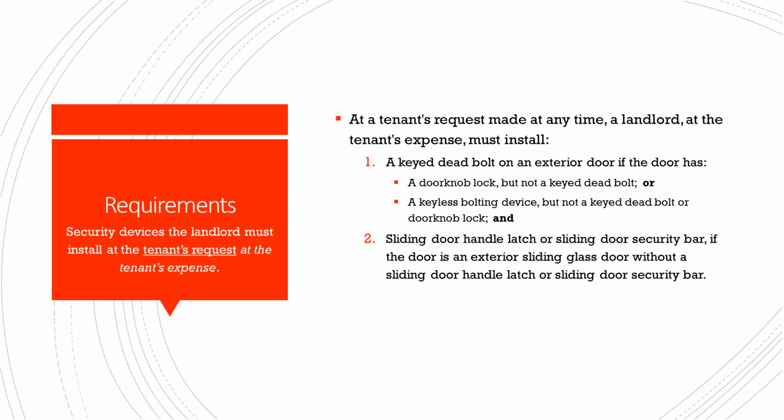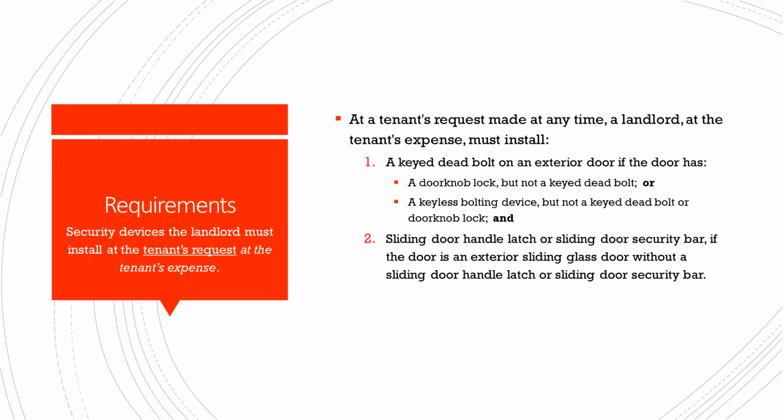Now we're switching categories here. We're switching to those category 2 requirements, the security devices that the landlord must install at the tenant's request at the tenant's expense. So, at a tenant's request made at any time, a landlord at the tenant's expense must install a key deadbolt on an exterior door if the door has either a doorknob lock but not a key deadbolt, or a keyless bolting device but not a key deadbolt or doorknob lock.